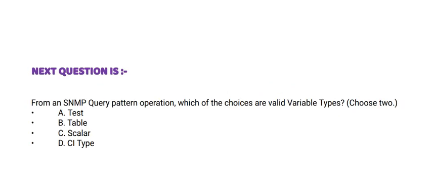Now, the question is from an SNMP query pattern operation. Which of the choices are valid variable types? Choose two options. And the options are option A, test; option B, table; option C, scalar; and option D, CI type. The correct option is option C and D.